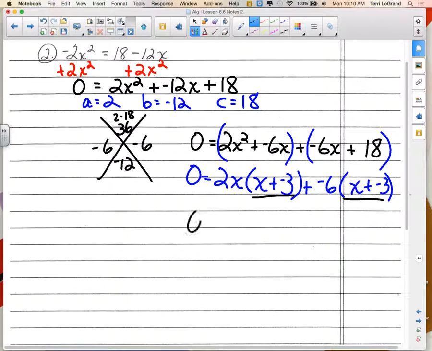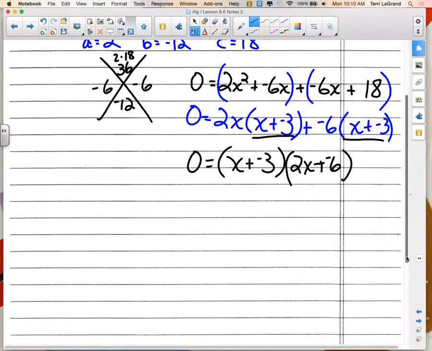So now I can say its name is x plus negative 3 times what? What's the other factor? 2x minus 6. Or I'm going to put plus a negative 6 for a moment because that's what I was doing with the other one. Okay. Clean this up. I really have x take away 3 times 2x take away 6. What do we do with that now?